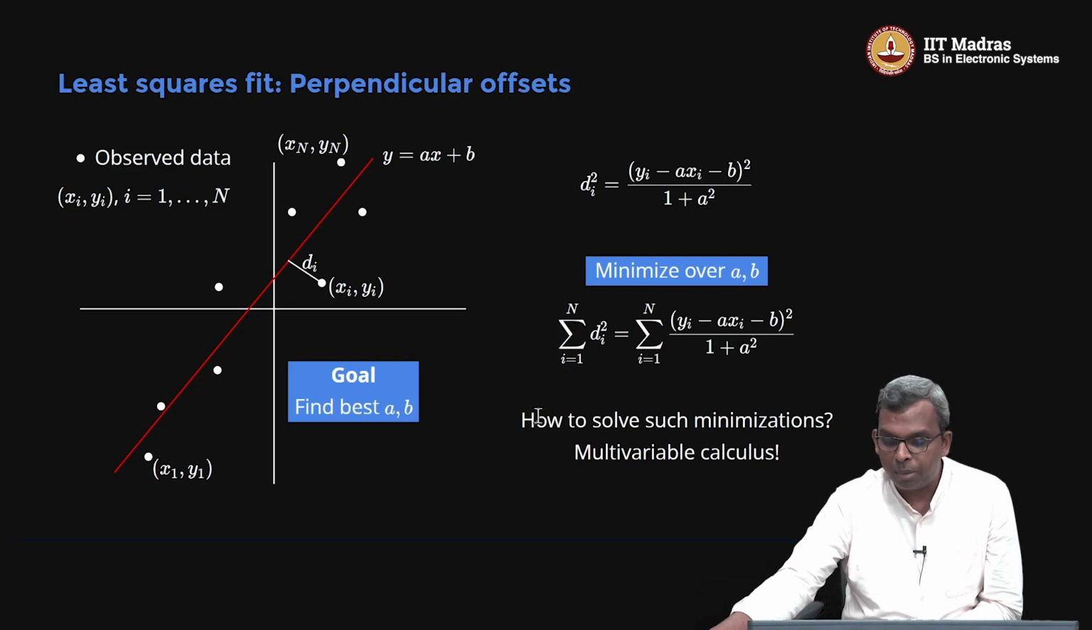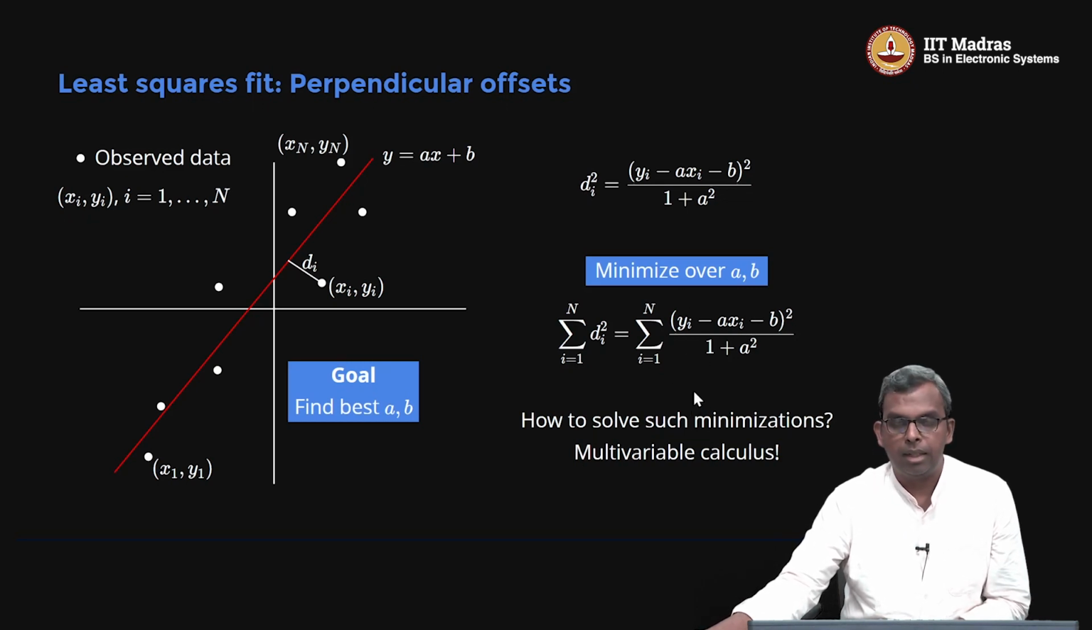So how do you solve for this a, b? How do you do this minimization of two variables? For this you need some multivariable calculus, which you may see somewhere. It is not part of this course. So we are not going to go through the formula for how to find a, b from here, but this is the general principle. So that concludes this lecture and discussion on the least squares fit.